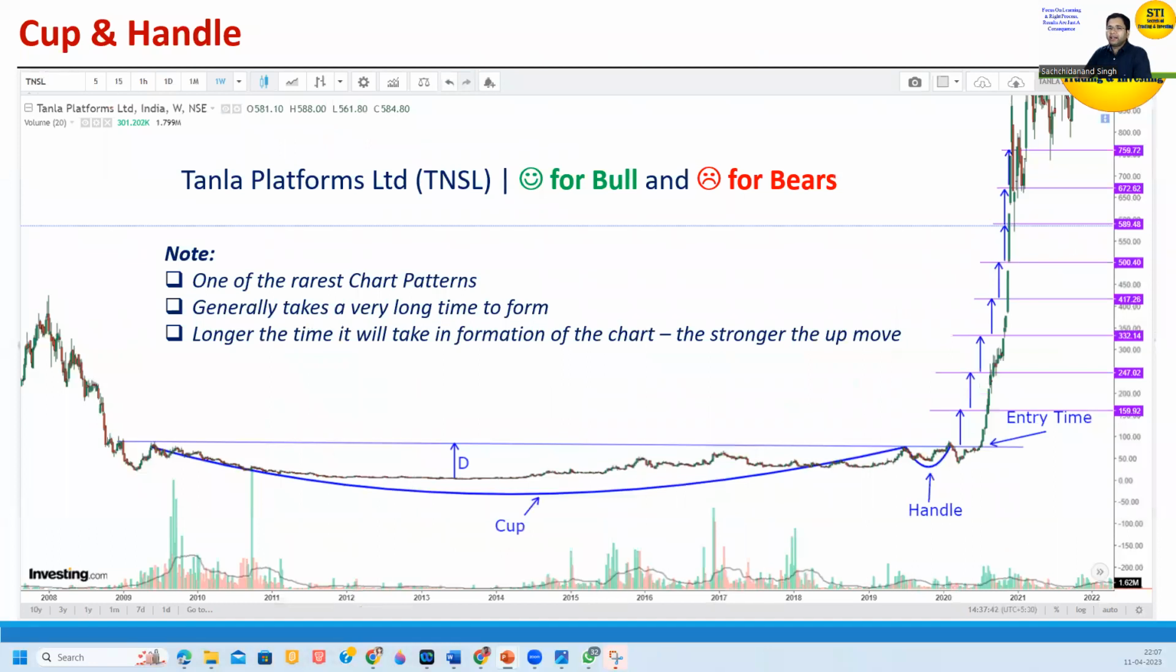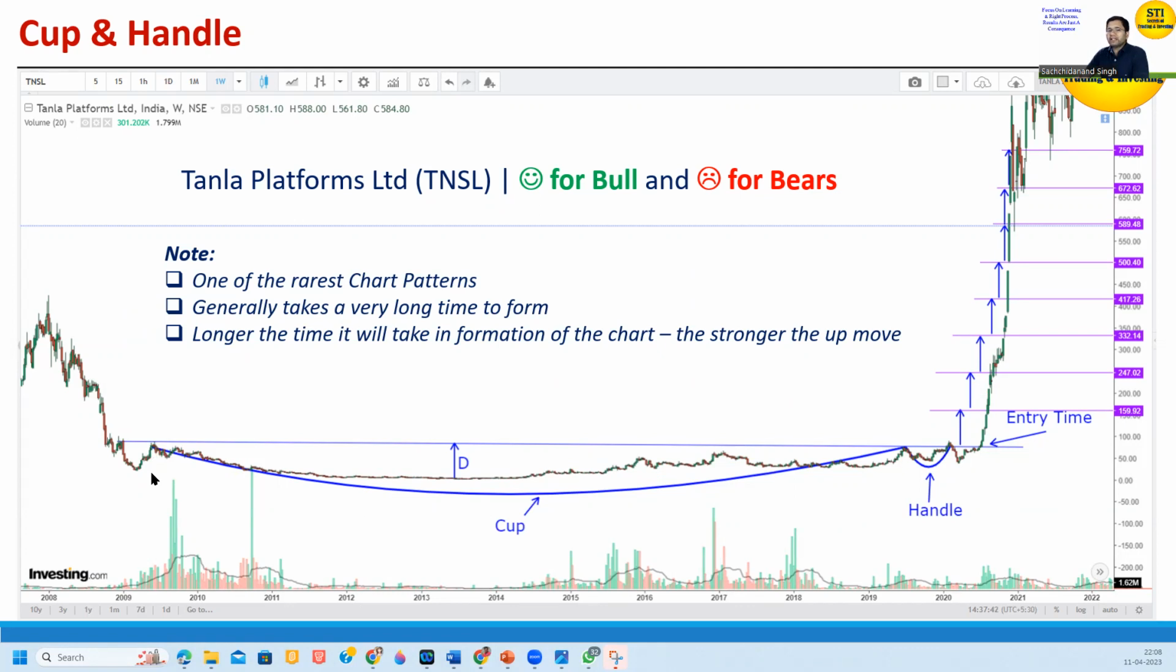After that, we are going to discuss one of the very, very important chart patterns, and very, very rare also. This particular chart pattern is an example of a bullish reversal, and it is called a cup and handle. So why is it called a cup and handle? I will explain based on this particular example.